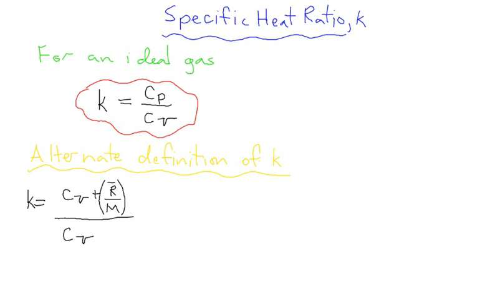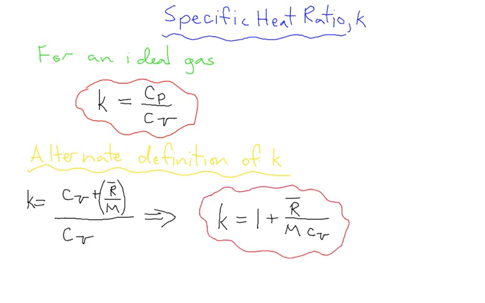Well, the first two terms cancel out and become 1. And so what we get is the specific heat ratio can also be defined as 1 plus the universal gas constant over molecular weight times specific heat at constant volume. So you can define specific heat ratio without ever using the specific heat at constant pressure.